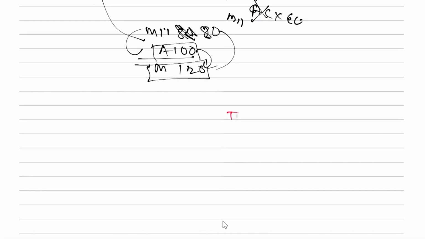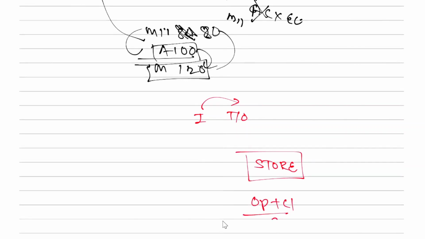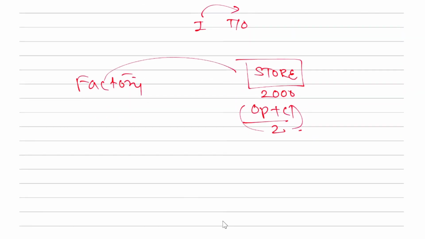Now look, there is a turnover, inventory turnover, right? Now suppose I have a godown store. In store, opening stock plus closing stock divided by 2 gives which stock? Average stock. You keep on an average 2,000 units. And in your factory, let us say you require 12,000 units annual consumption. This is raw material consumption.